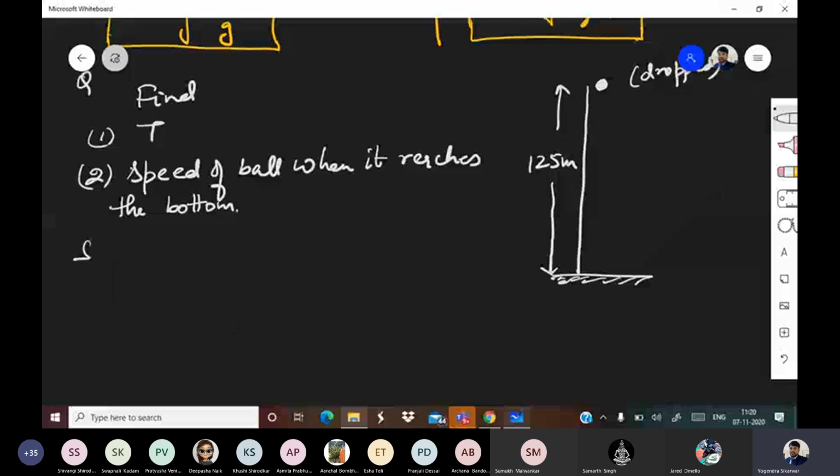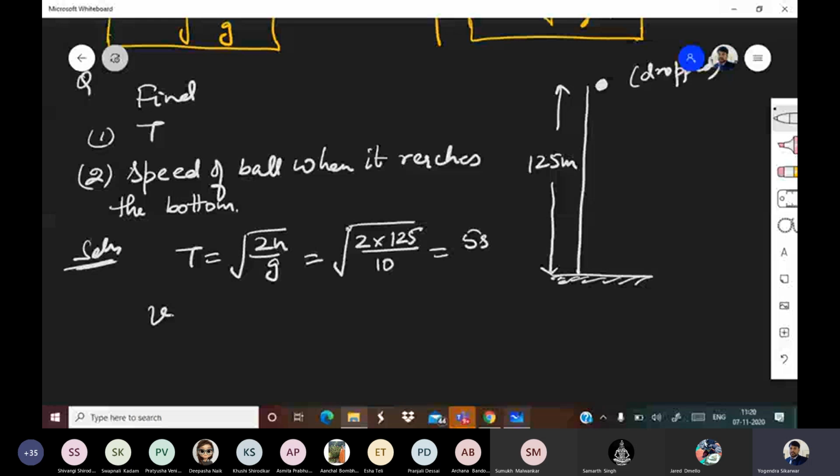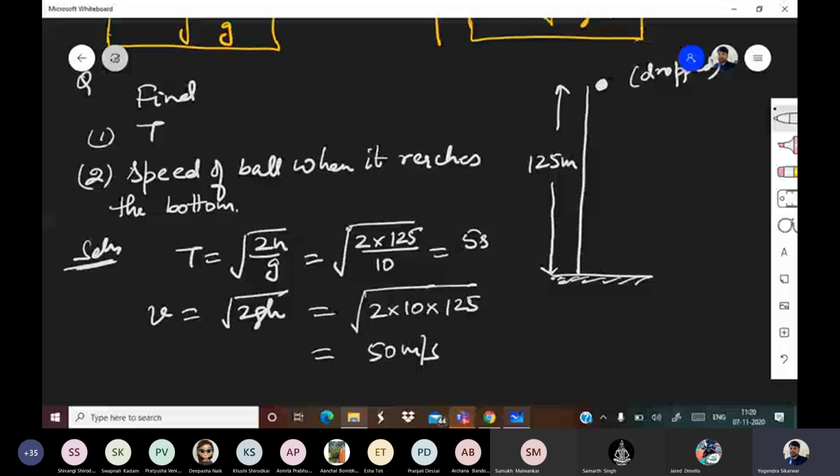Now V will be under the root of 2GH. That will be under the root of 2 into G into 125, and that comes out to be 50 meters per second. All right. I hope you all have noted. Next question.